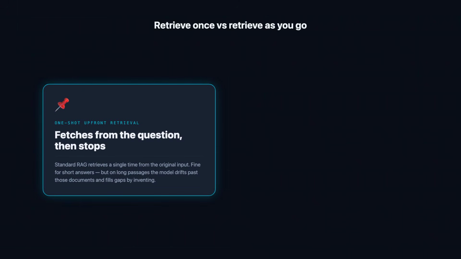So why bother with all this looping instead of one clean lookup? Here is the contrast laid side by side. Traditional retrieval augmented generation fetches documents a single time, based only on the original question. For a short answer, that is perfectly fine. But across a long passage, the model wanders into subtopics those initial documents never touched, and with no way to ask again, it fills the gaps with whatever it can invent.